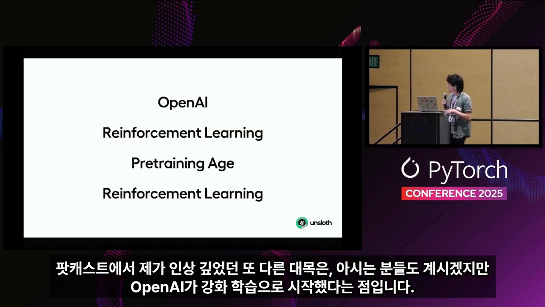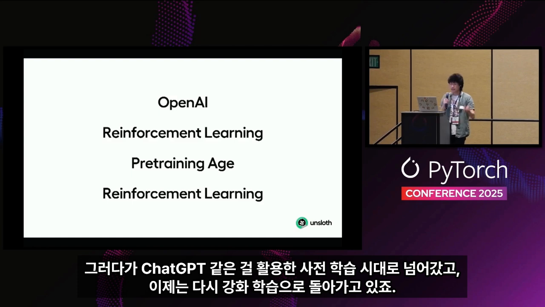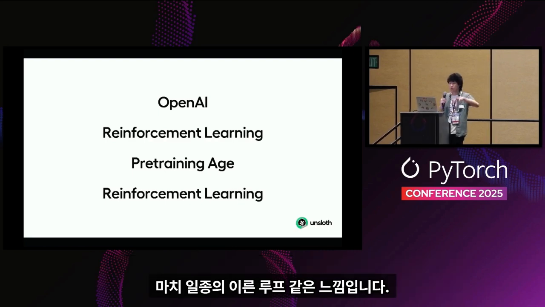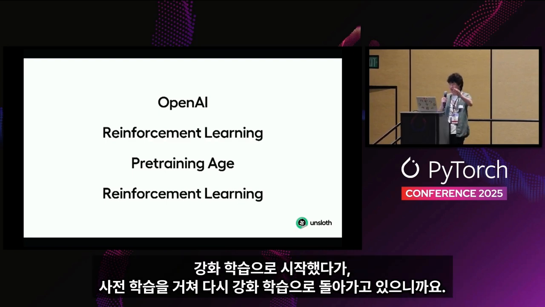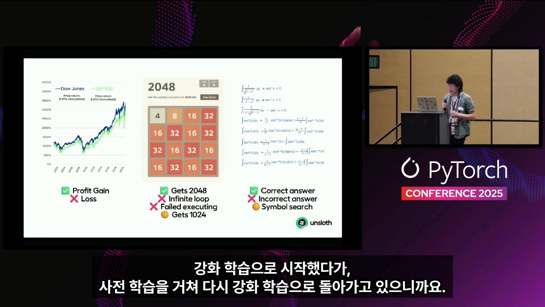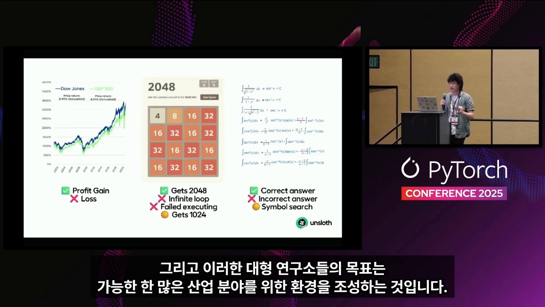And another point from the podcast: OpenAI kind of started off with reinforcement learning, if you knew OpenAI. Then they moved over to the pre-training age using ChatGPT and stuff like this. And now they're going backwards to reinforcement learning. So it's kind of like a loop. They started off with reinforcement learning, did a hiatus for pre-training, and now they're going back to reinforcement learning. And the goal of these large labs is to generate these environments for as many industries as possible.